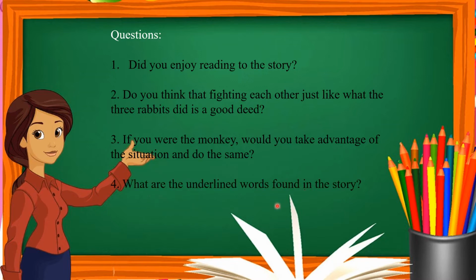4. What are the underlined words found in the story? Can you still remember what the underlined words in the story are? Yes, very good. Big. Another one? Bigger. Another one? Biggest. What are the other underlined words in the story? Yes, wise, wiser, wisest. And the other one, loud, louder, loudest. Those are the underlined words in the story about the three rabbits and the monkey.